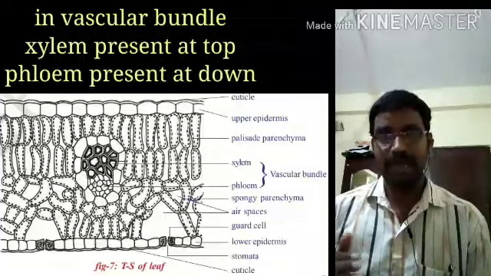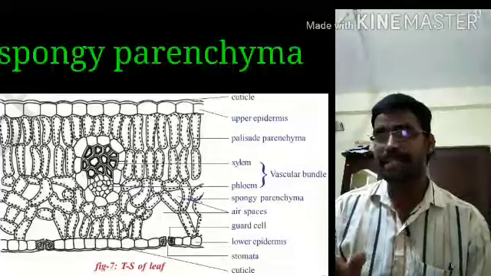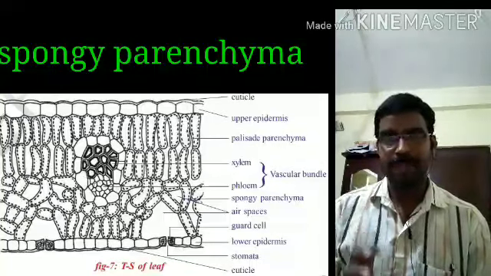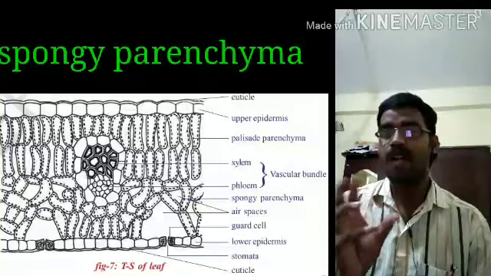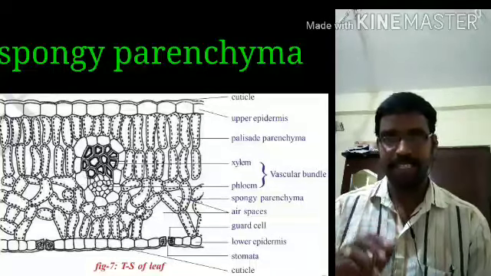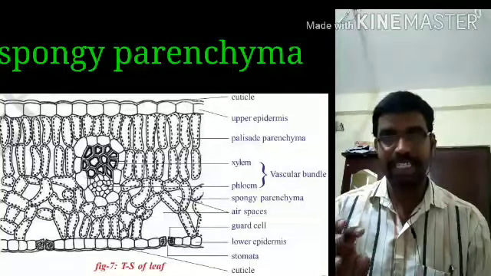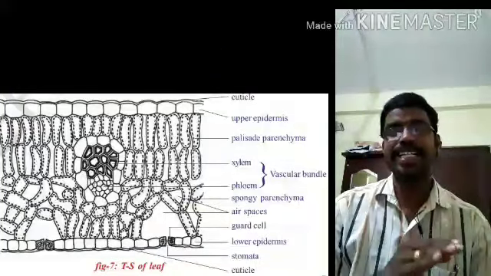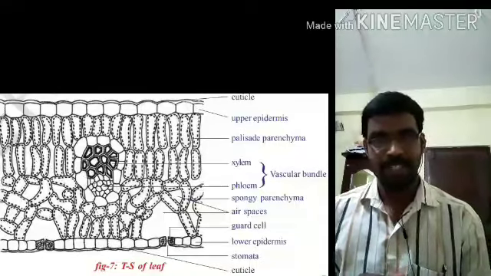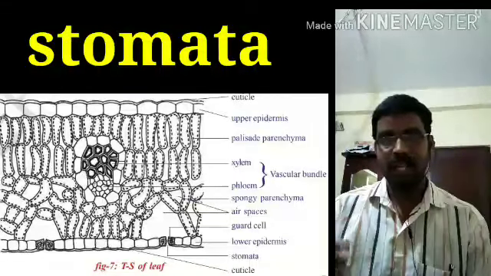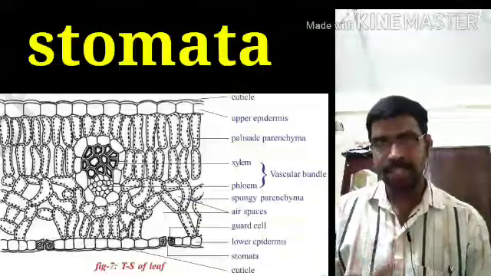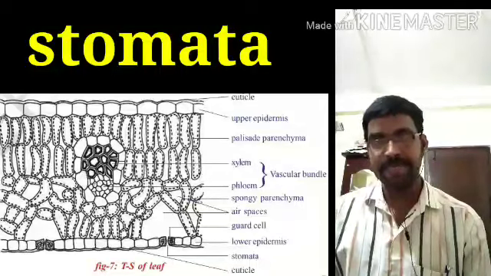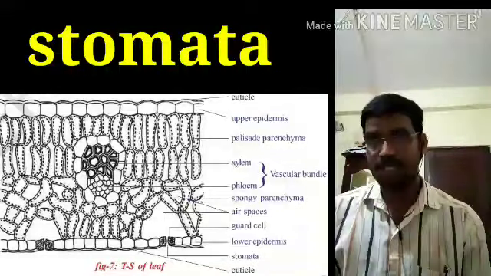Next, after that, we observe some cells in irregular arrangement. This we can call the spongy parenchyma. In the spongy parenchyma we also see some large air cavities, also called air spaces. These spaces are important for gas exchange in the leaf. After this spongy parenchyma, one cell layer present is called the lower epidermis.